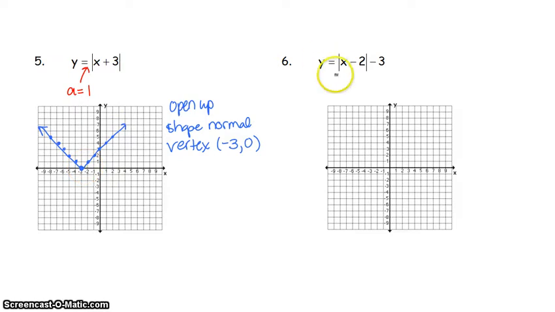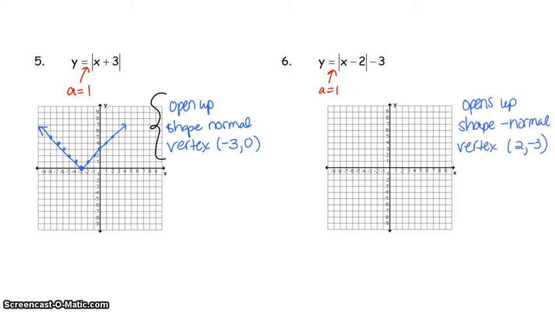Number 6, we've got our a value is 1. So what I want you to do now is press pause and see if you can give me all of the important information that I need. For every single absolute value problem, you should be listing out those 3 pieces of information. Once you're done, press play and see if you were right.